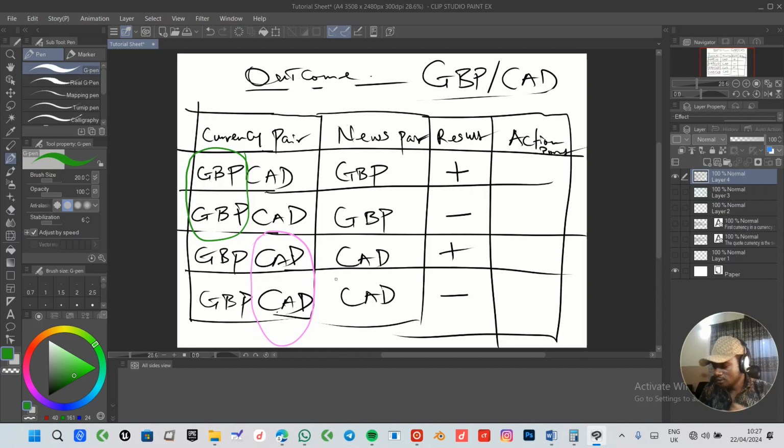Okay, so we have that now. That is that. Now your action is going to be based on the result. So now that you have this, let's take for instance, there's going to be a news release on GBP.